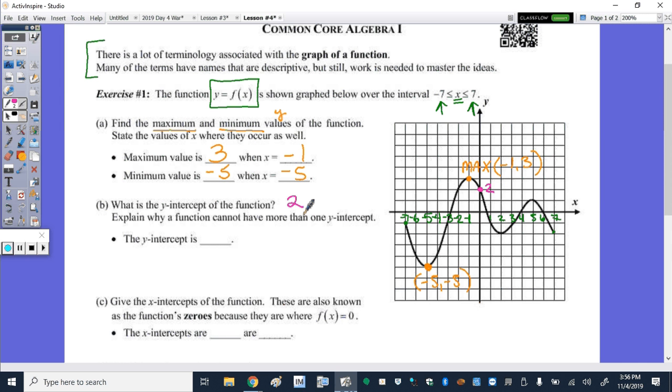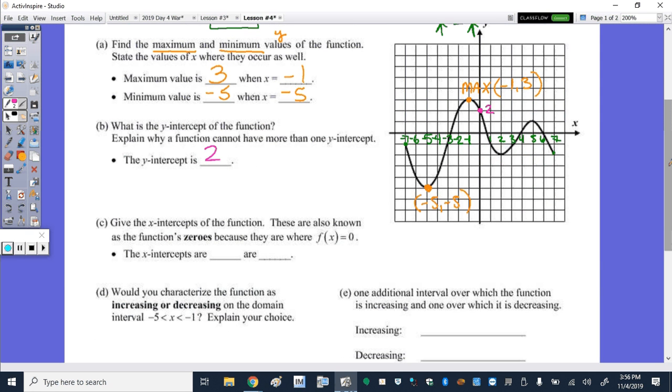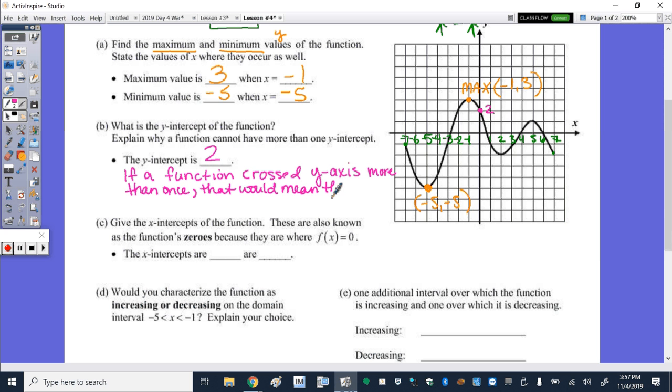Explain, whoops, there's a line for that. Pay attention, Mrs. Simons. Explain why a function cannot have more than one y-intercept. So let me move this up. I still want to keep the graph, but so if a function crossed the x-axis, not the x-axis, but the y-axis, because y-intercept. So if a function crossed the y-axis more than once, that would mean the x value repeats.